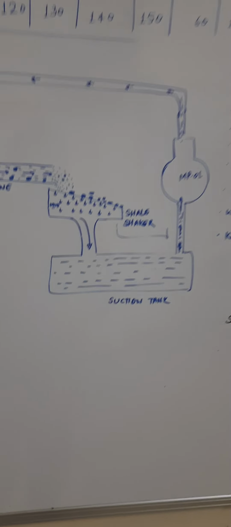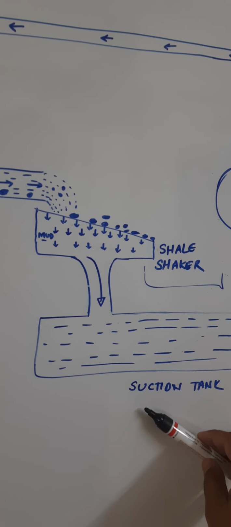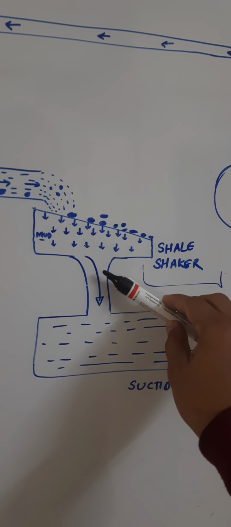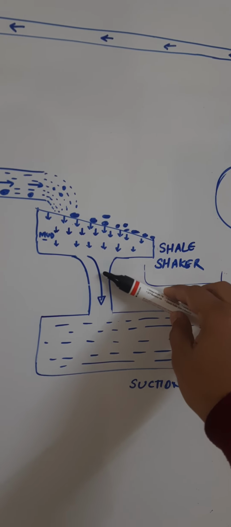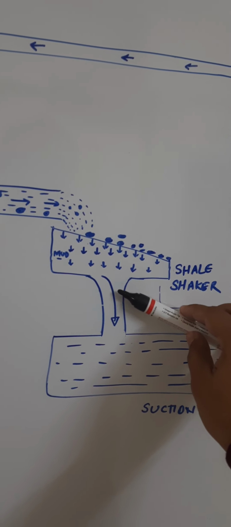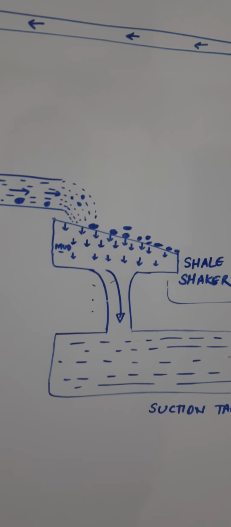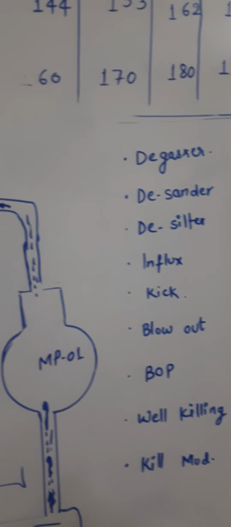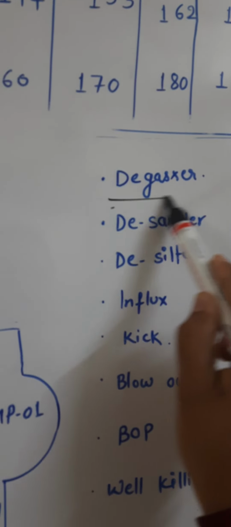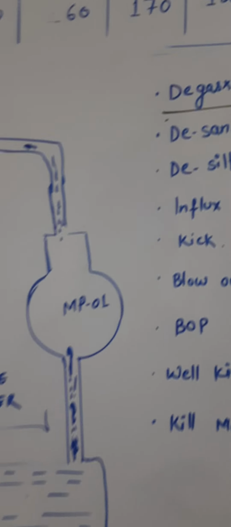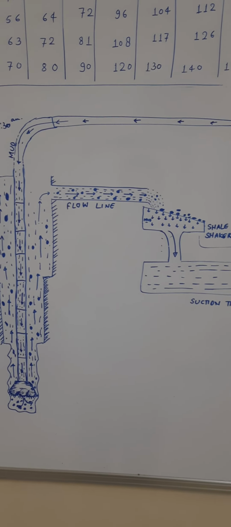When this mud comes from the shale shaker to the suction tank, in between there are around 3-4 equipments which have different purposes. The names of these equipments are, first one is the degasser. This degasser is used to remove the dissolved gas from the mud.